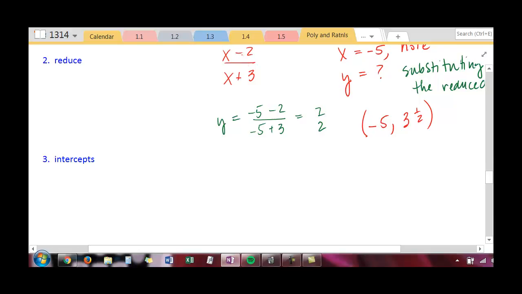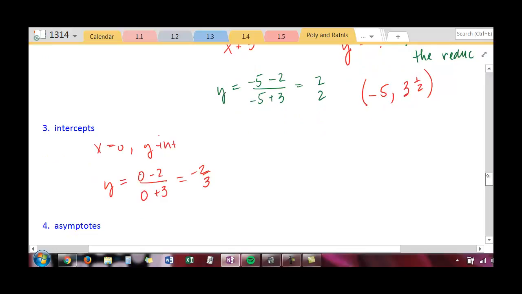Okay, so where do I have x-intercepts and y-intercepts occurring? So when x is equal to 0, we're going to find the y-intercept. And we're going to do that using this reduced fraction right here. So we have y is equal to 0 minus 2 divided by 0 plus 3. So in other words, that would be a negative 2/3, and I have a y-intercept. So let's just jot that ordered pair down over here. So at 0, negative 2/3.